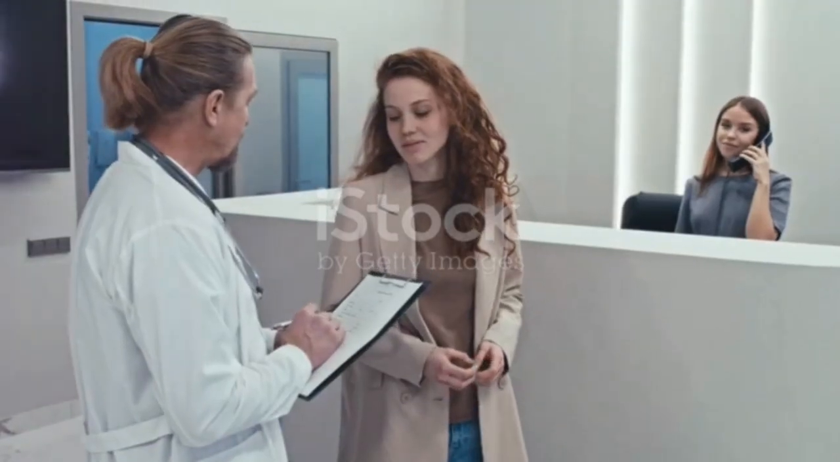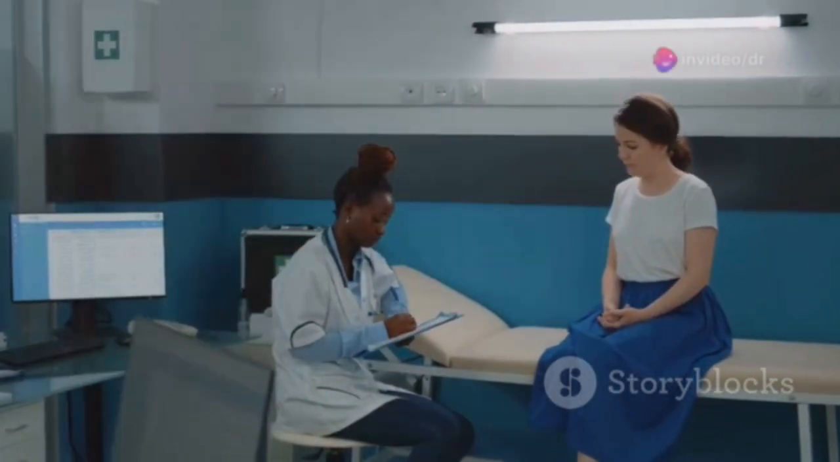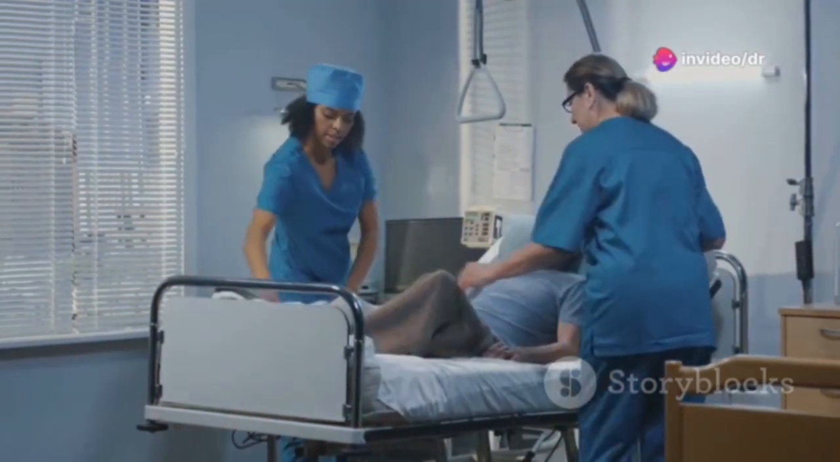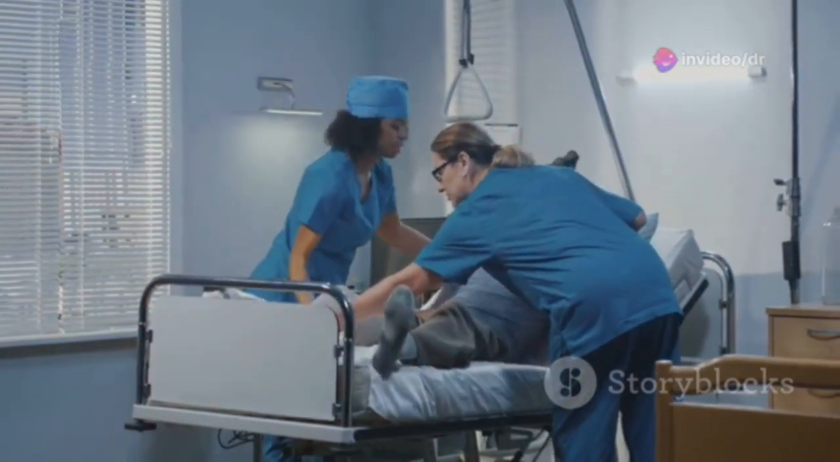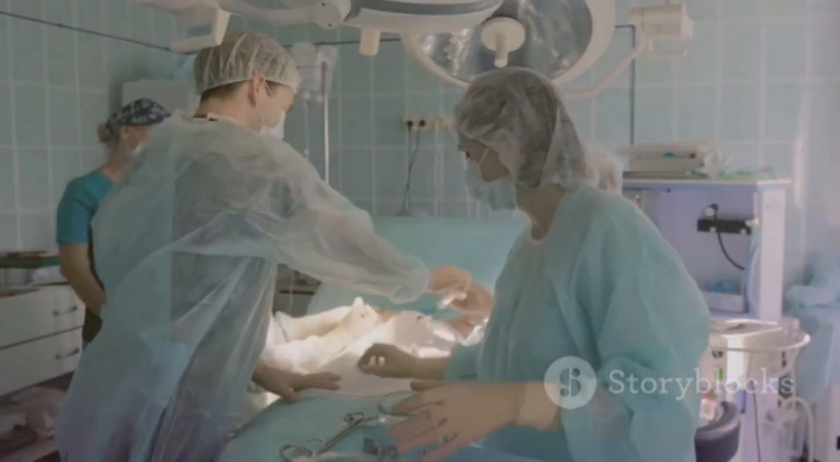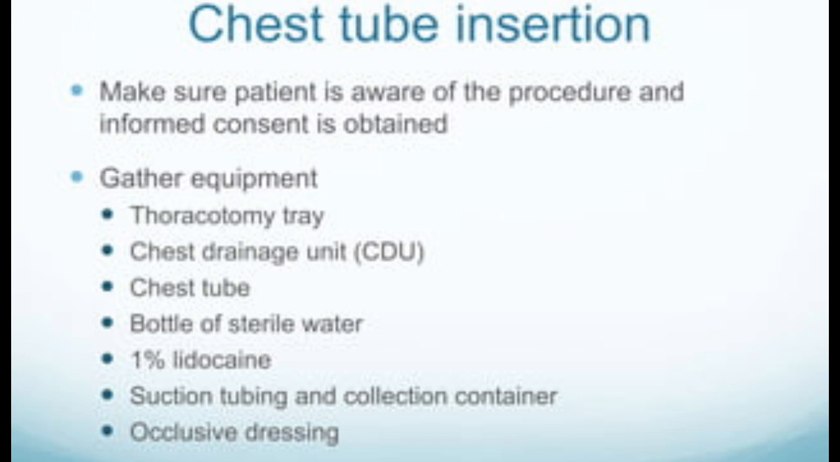Preparation. First, obtain informed consent. It's crucial to ensure the patient understands the procedure and any potential risks involved. Next, position the patient, typically in a semi-upright position with the arm raised above the head to fully expose the insertion site. Finally, administer local anesthesia to the insertion site to minimize discomfort during the procedure.